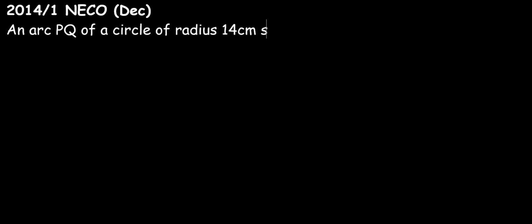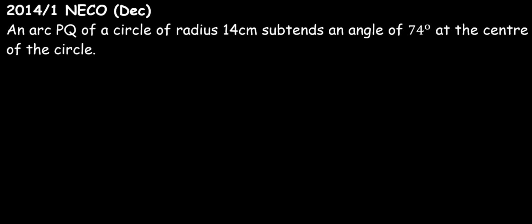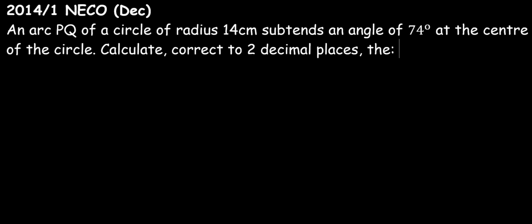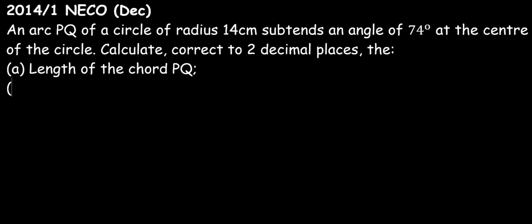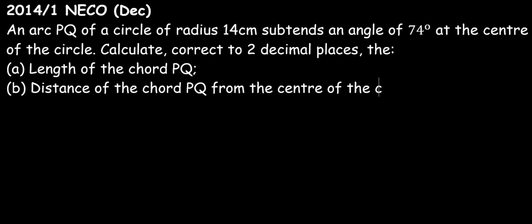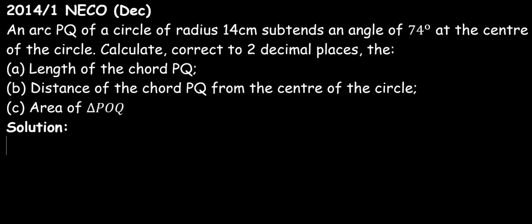Another example. An arc PQ of a circle of radius 40 cm subtends an angle of 74 degrees at the center of the circle. Calculate, correct to 2 decimal places: A, the length of the chord PQ. B, the distance of the chord PQ from the center of the circle. C, the area of triangle POQ. Solution. The sketch of the circle with center O is as shown on the screen.